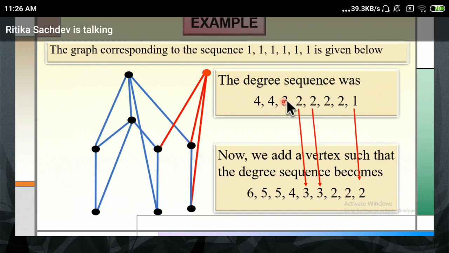Okay. Now, this 3 and this 4. Check. Whichever vertex has degree 3, I should add an edge between this red and that vertex. So there is only one vertex whose degree is 3 in the previous graph.